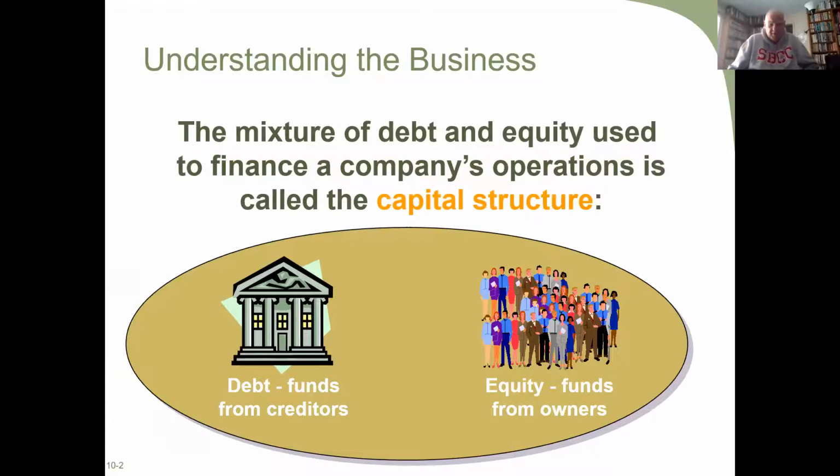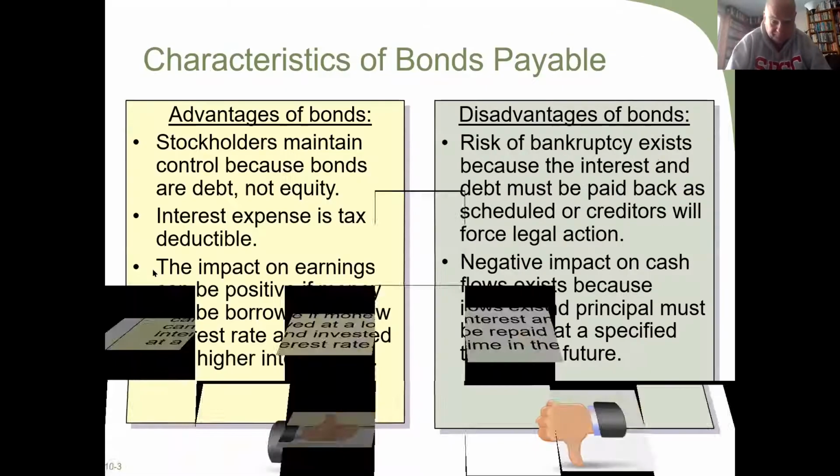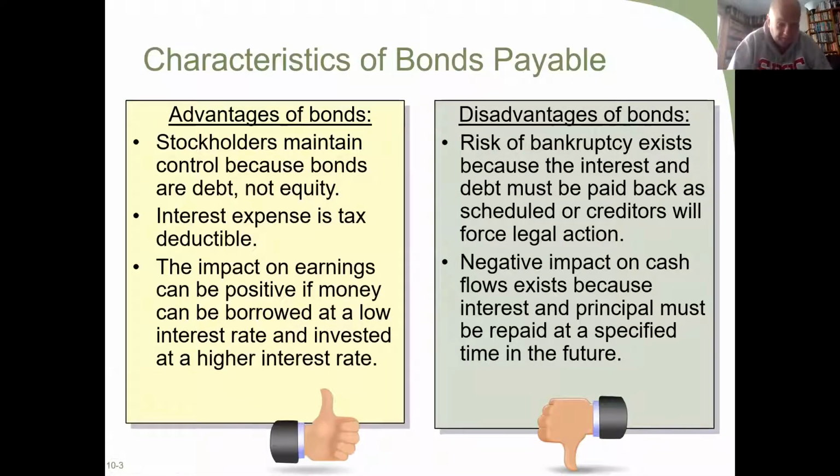Now we're going to get into the bonds and the basics. Companies can borrow money or issue stock. When we get to chapter 11, we're in the world of issuing stock. Here, we're borrowing money. Bonds have an advantage. You borrow money, you're not giving away part of the company. You're not diluting your ownership. And yeah, you have to pay interest expense, but at least it's tax deductible.